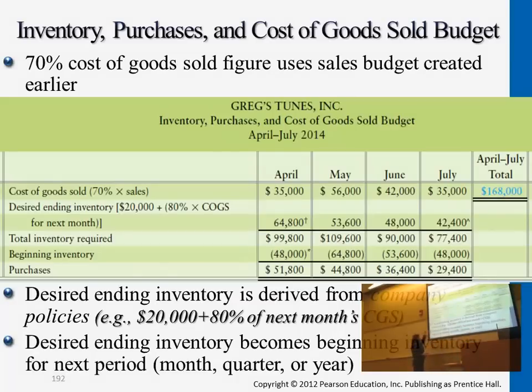Okay, so once again, the third line, we total up the inventory that the company needs, but then sometimes it's not enough. At this moment, they need $99,800 worth of inventory, but in the beginning of the month, they only have $48,000 of inventory. So which means that this month, they have to make an inventory purchase transaction worth $51,800.